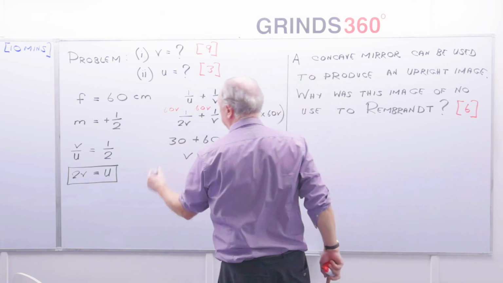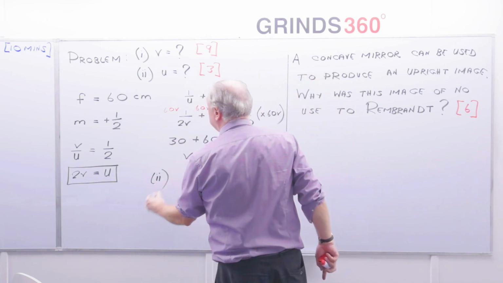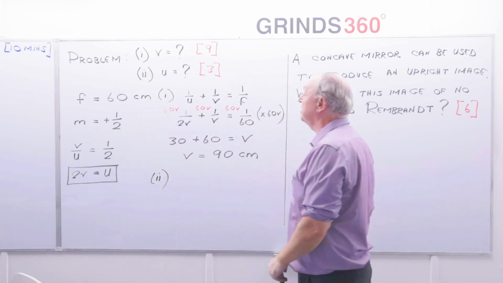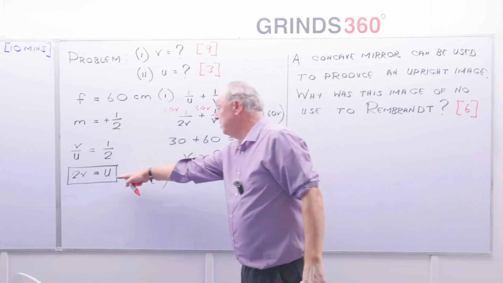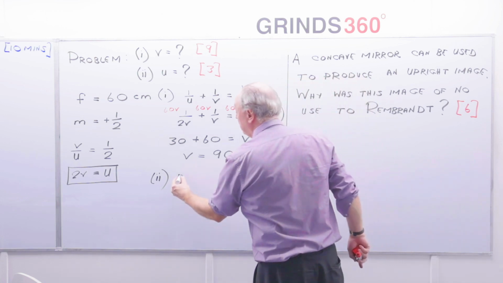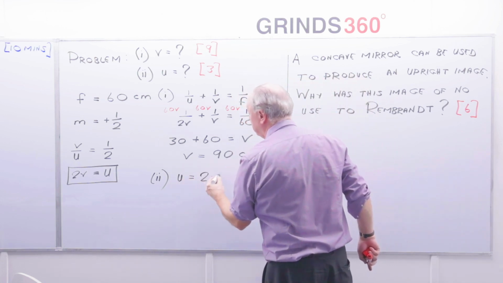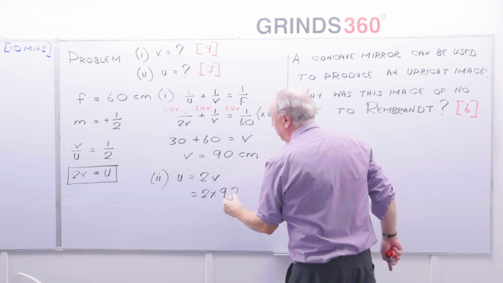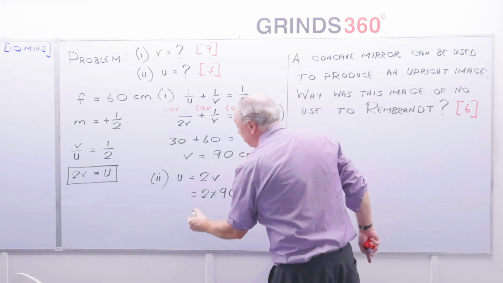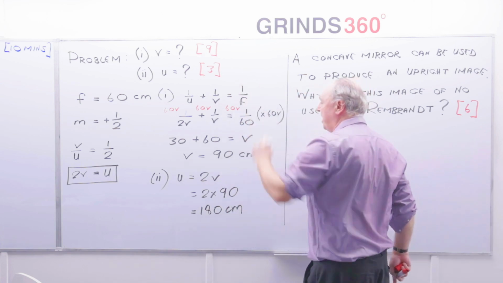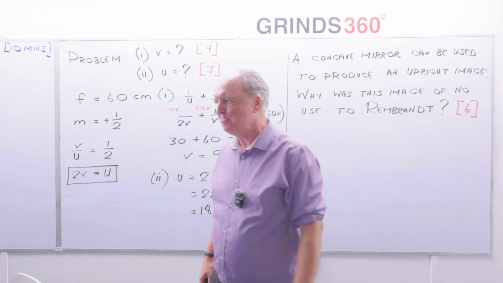Part 2. Well, that's easy now, isn't it? Let me write down part 1 there. That's easy because you've got U is equal to 2V. So if you want to find the value of U is equal to 2 times V, which is equal to 2 times, you just worked out 90 for V in part 1. So you get 180 centimeters. So there'll be 3 marks for actually doing that.